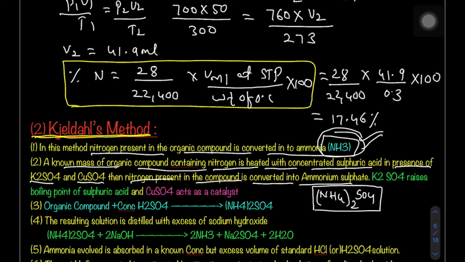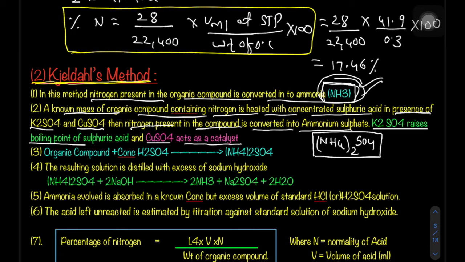Nitrogen will be converted into ammonium salt, and in the second form ammonia. Okay, this is very important. Now the objective question, what is the role of the K2SO4? K2SO4 is used to increase the boiling point, it raises the boiling point. Number 2, what is the role of the copper sulfate? Copper sulfate acts as a catalyst to increase the rate of the reaction.